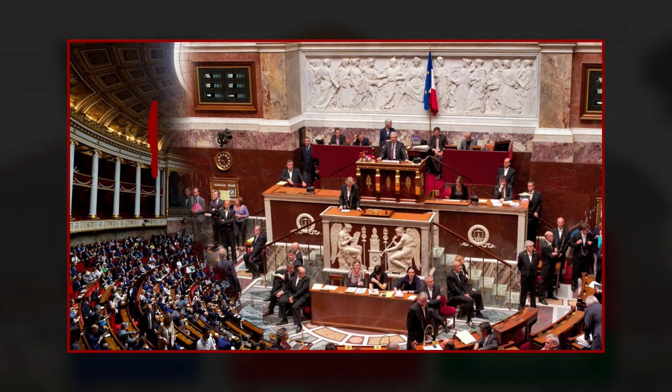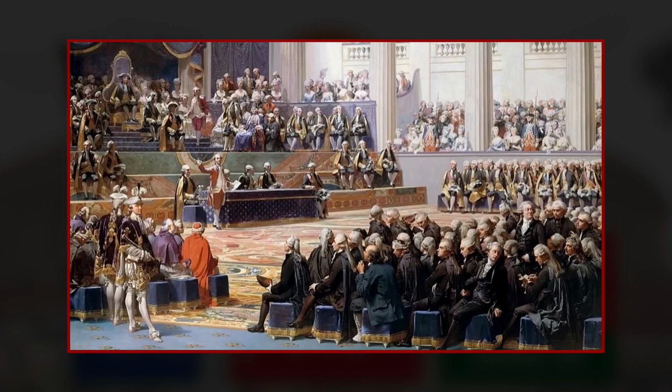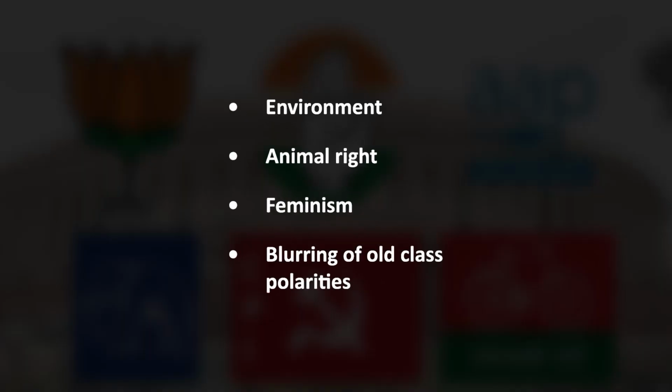The notion of left and right wing parties originated with the seating arrangement in the French Assembly after the 1789 revolution. The revolutionaries were placed on the left and the reformists on the right. The emergence of new political issues such as environment, animal rights, feminism, and the blurring of old class polarities have rendered the ideological divide between the left and the right less clear.